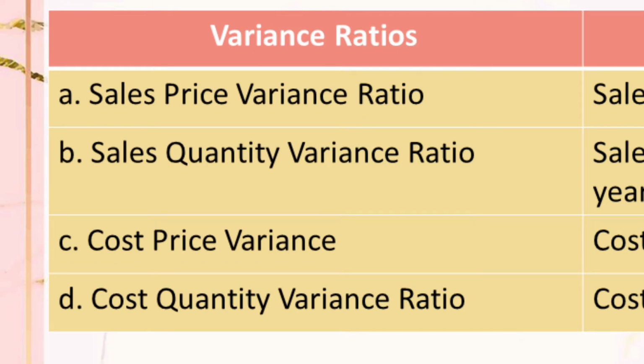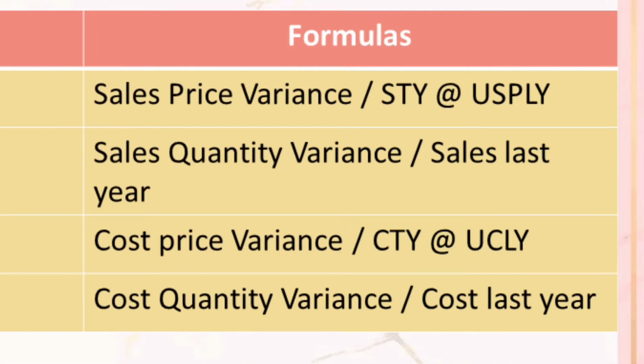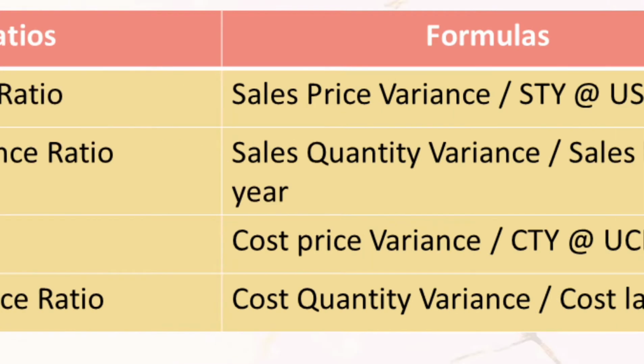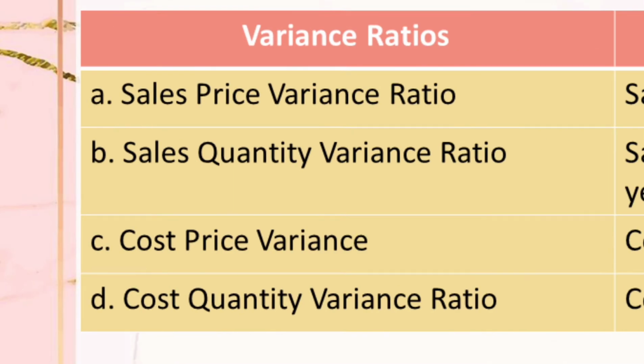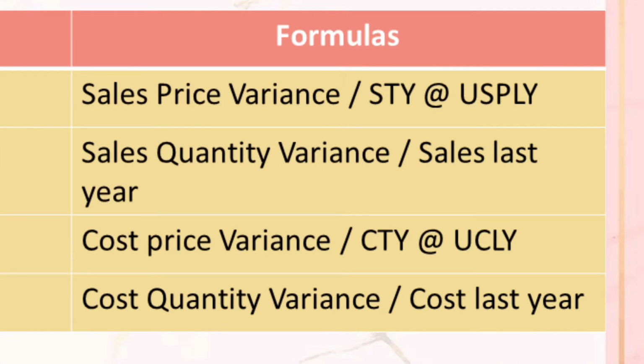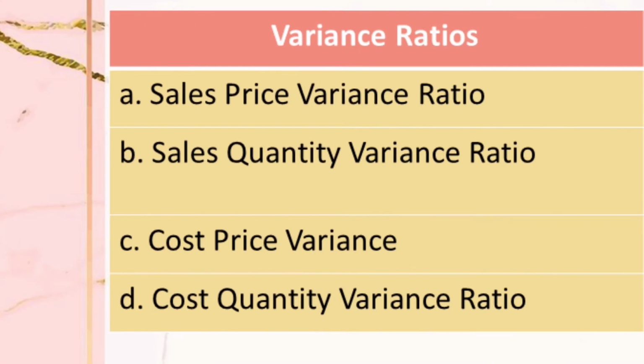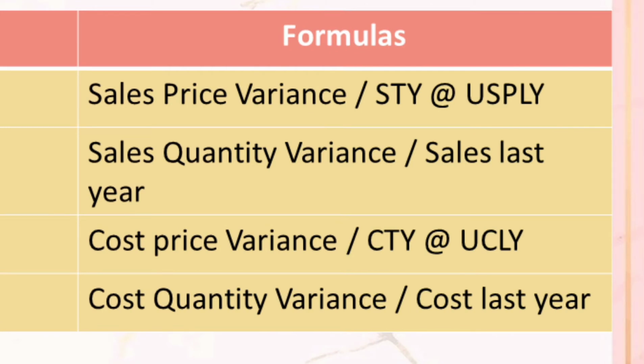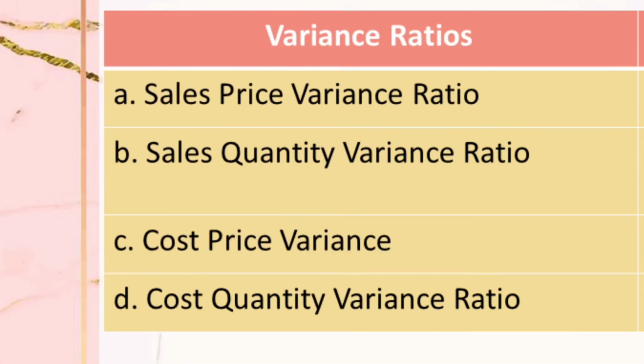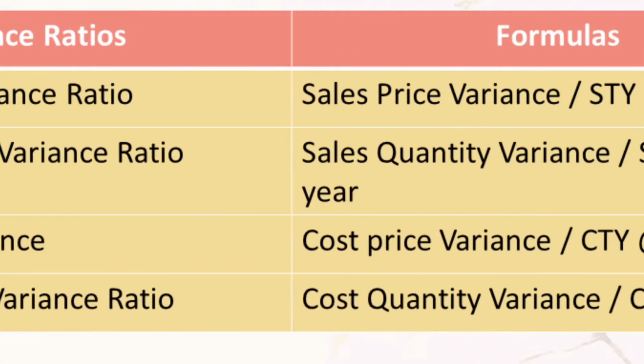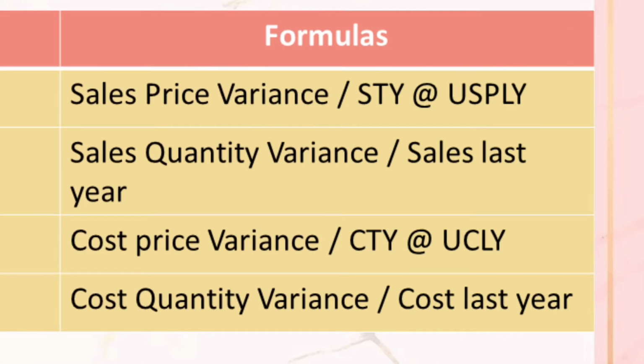So, to summarize, for the sales price variance ratio, just divide the sales price variance by the sales this year at unit sales price last year. For the sales quantity variance ratio, divide the sales quantity variance by the sales last year. For the cost price variance ratio, just divide the cost price variance by the cost this year at unit cost price last year. And for the cost quantity variance ratio, divide the cost quantity variance by the cost last year.